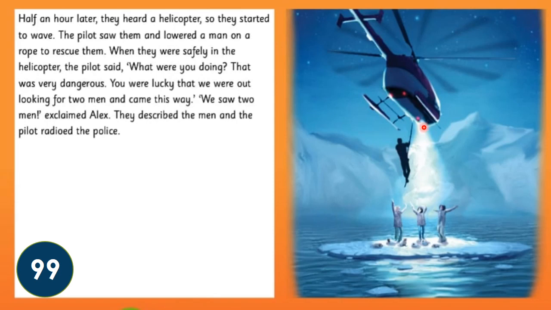Okay, so the pilot told them, what are you doing here? Why are you standing on an ice floe flowing in the sea where we can't do anything to escape or to go to a safe land? So they told them that you are lucky that we were actually flying over this area because we were looking for two men. Okay, and Alex told them that we saw two men. Okay, and they mean those two men who wanted to hunt and kill the seal pups to sell their fur.